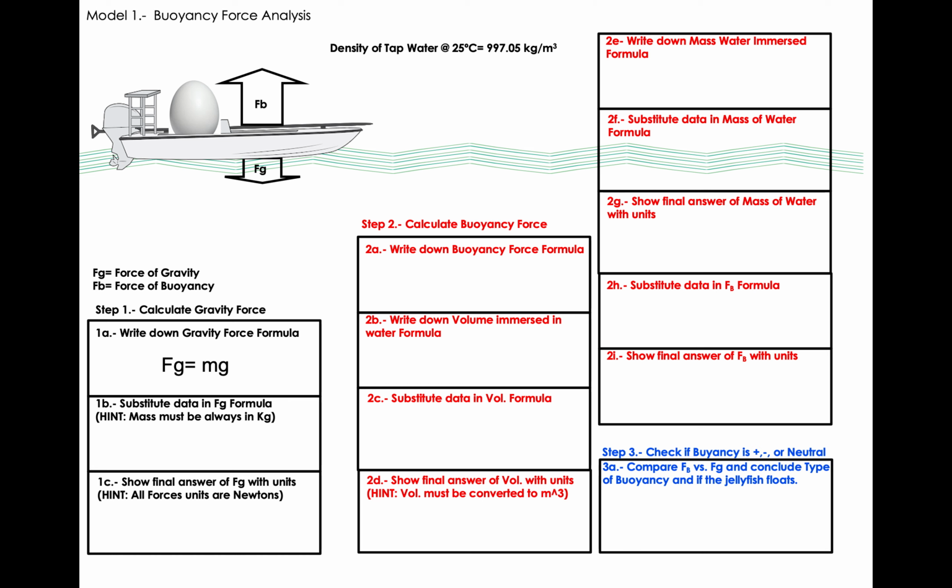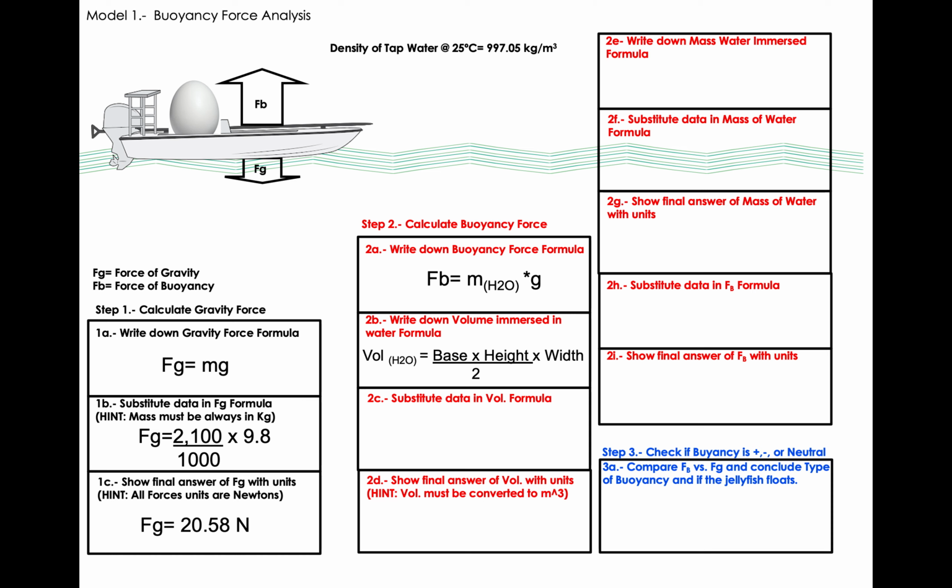So, the formula for force of gravity is mass times gravity. The mass is 2,100, but be careful, they were grams, so we had to divide by 1,000 to convert to kilograms, and then multiply times the gravity, giving us 20.58 newtons. Force of buoyancy is mass of water immersed times gravity.